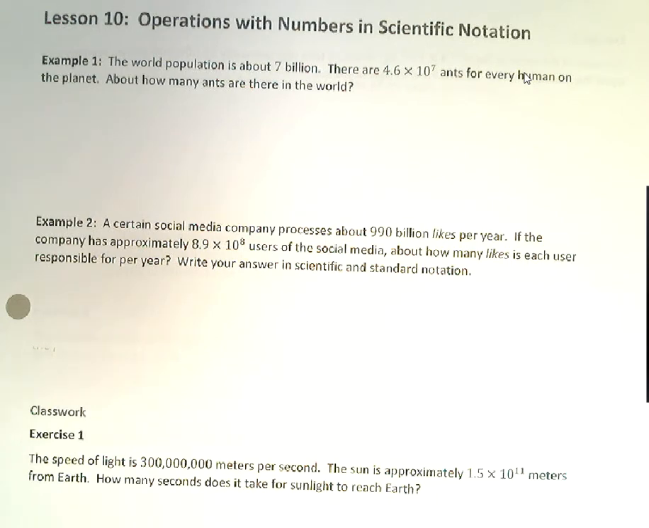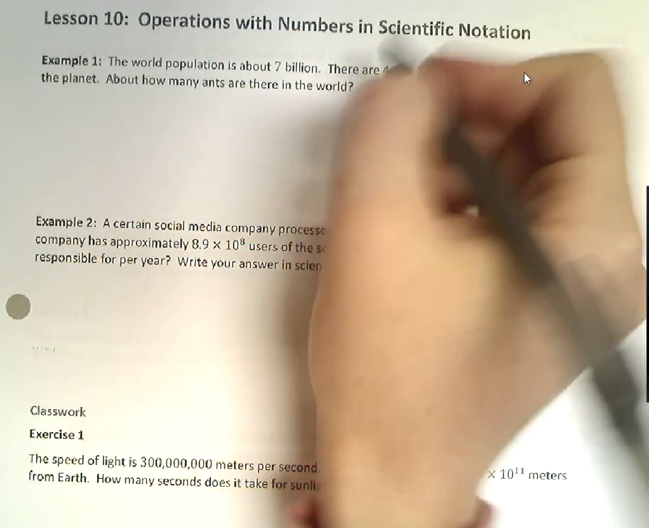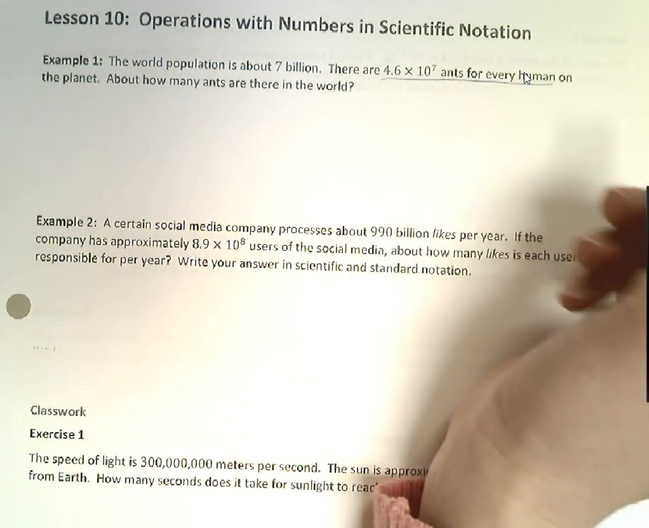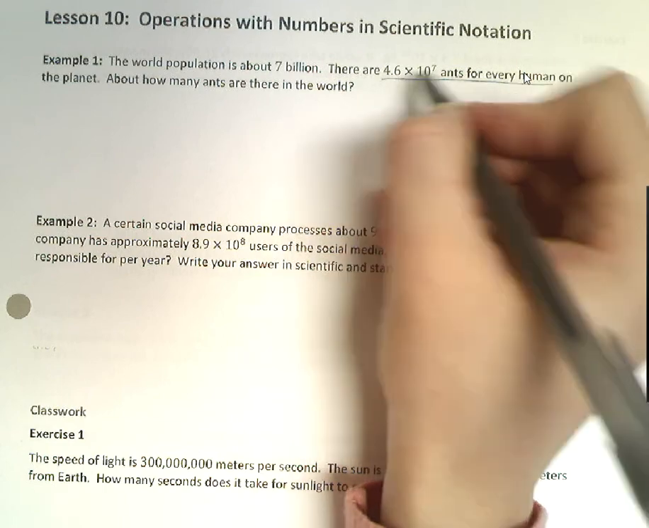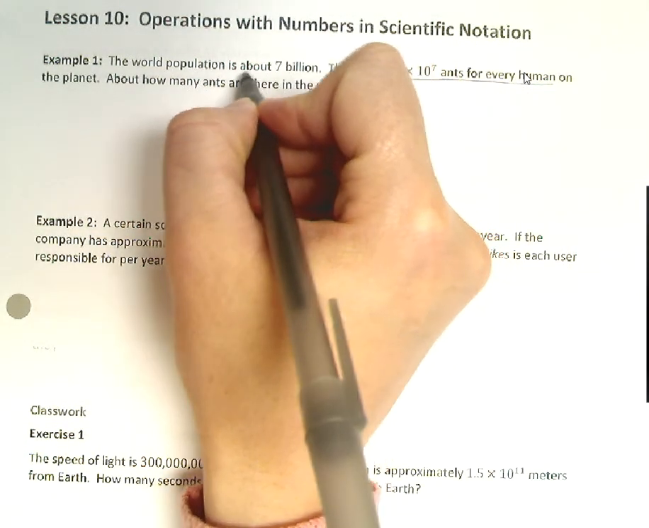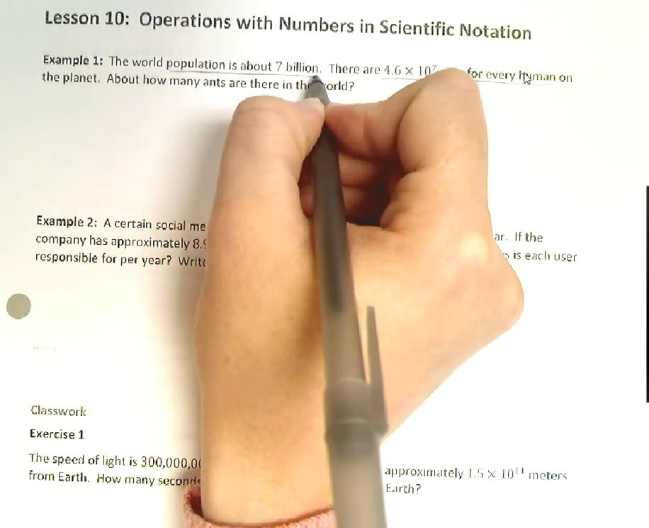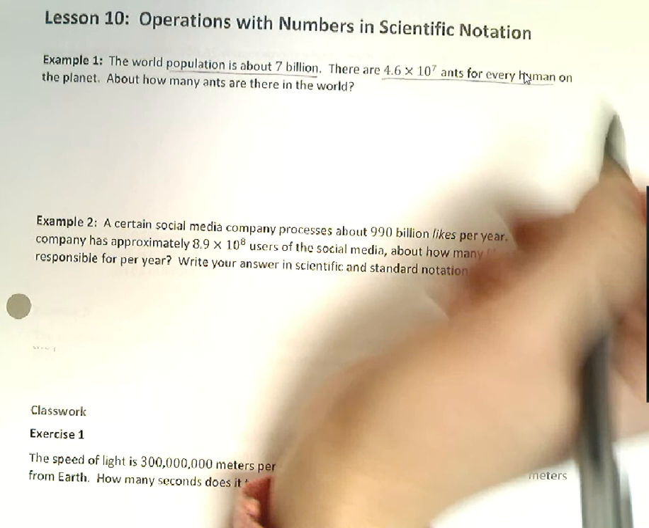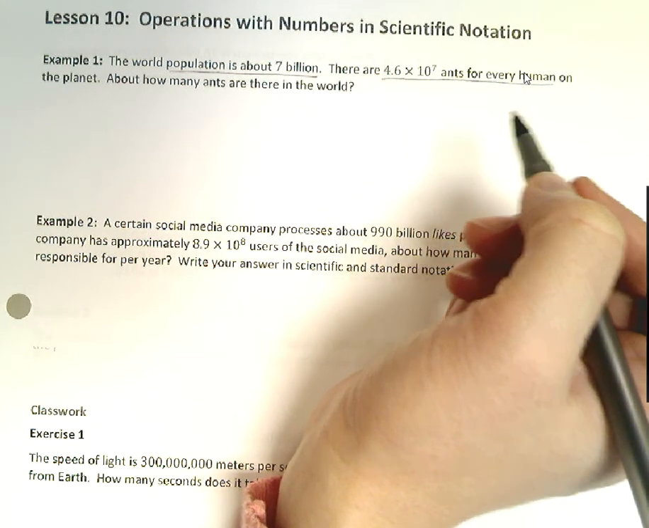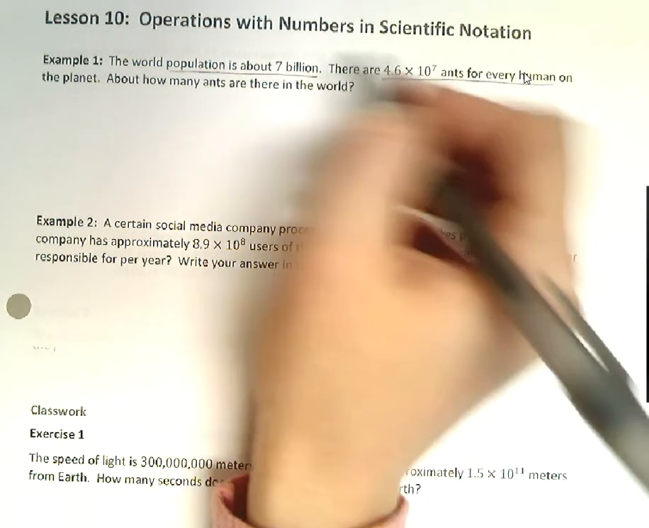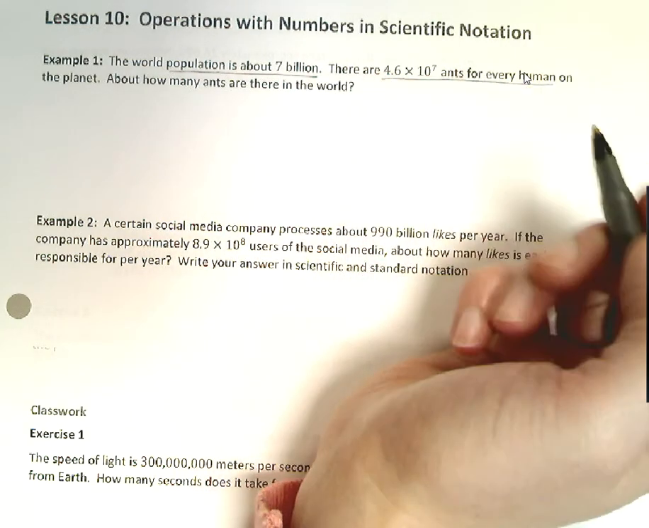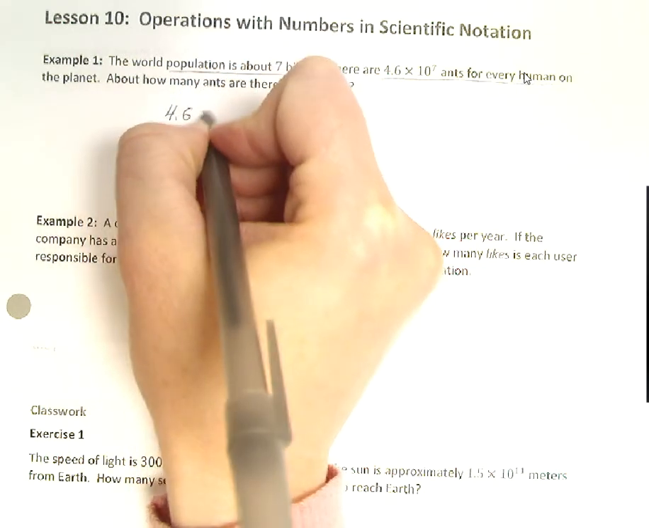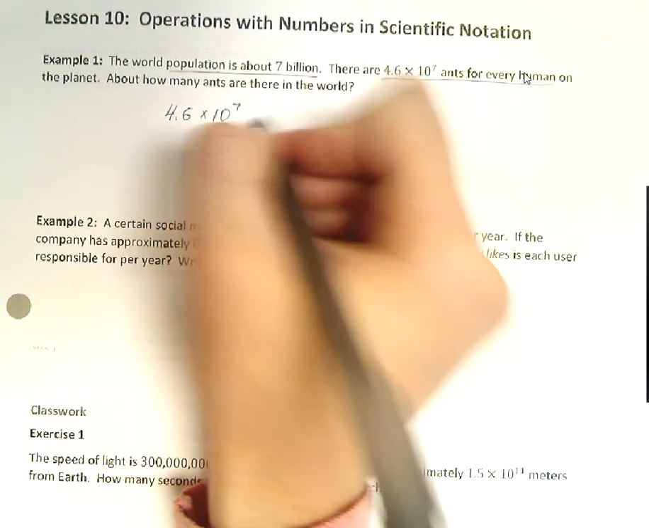Okay, so I know from this problem that there are 4 and 6 tenths times 10 to the 7th ants for every human. So for one person, there is so many. And I also know that there are 7 billion people in the world. So what operation am I going to do to find out the total amount of ants in the world? I'm going to do multiplication because this is for one person and that's how many people I have. So I'm going to multiply 4 and 6 tenths times 10 to the 7th by 7 billion.